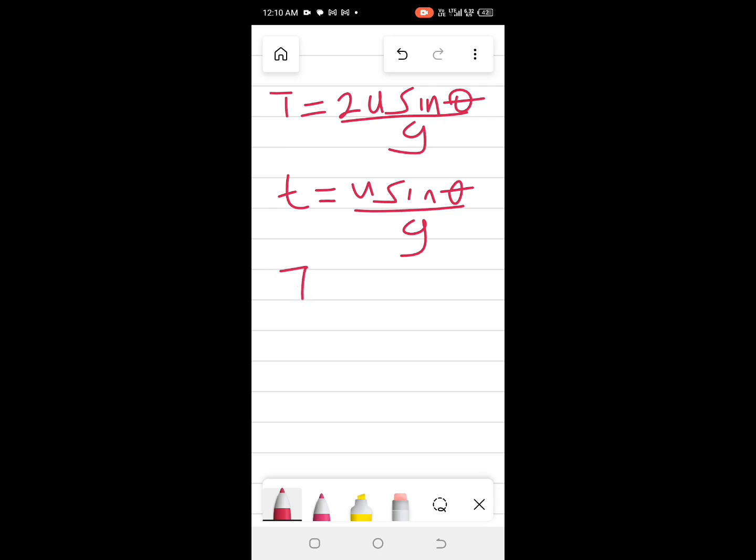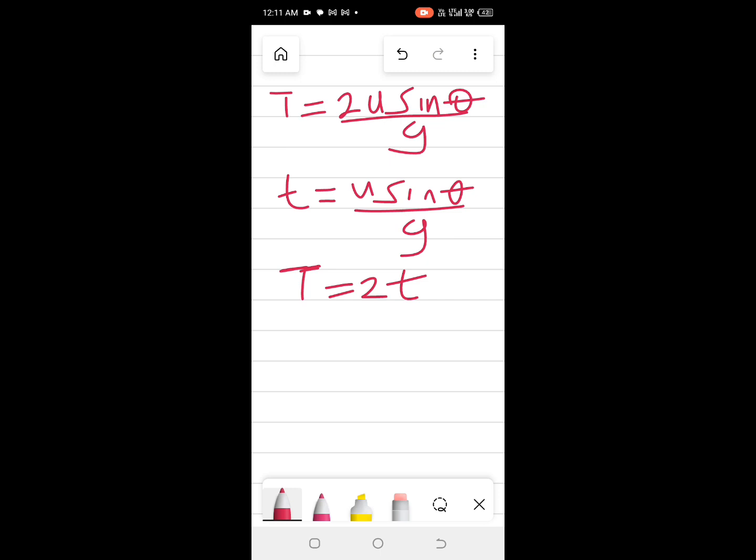Now, if you look at the difference between time of flight and time to reach maximum height, you will see that there's a relationship between the two. Capital T is equal to 2 of small t, meaning that when you throw an object in a vacuum with no interference of air, the time it takes to get to the maximum height is the same time it will take to return back to the surface from which it is launched.